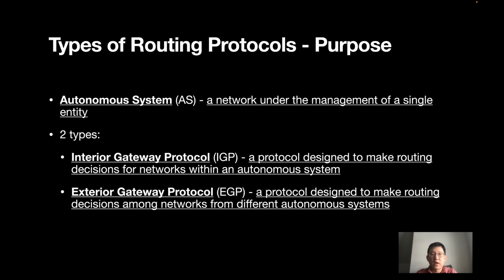Now, there are two types of routing protocols under the purpose classification. The first is called the Interior Gateway Protocol, or IGP, and that is a protocol designed to make routing decisions for networks within an autonomous system. And the second is the Exterior Gateway Protocol, or EGP, and that is a protocol designed to make routing decisions among networks from different autonomous systems.